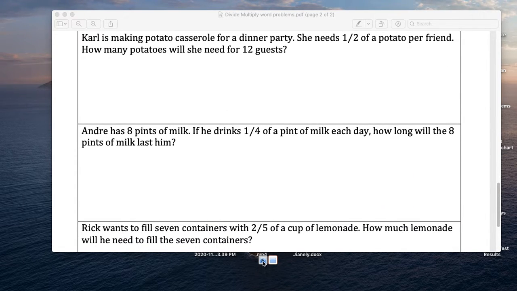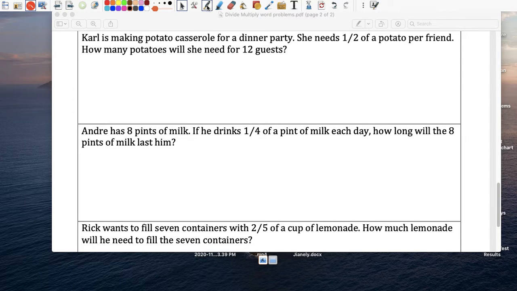Carl, he's making potato casserole for a dinner party. Right? She's making a dish. Está haciendo una comida. All right. So every friend, cada amigo que viene, va a comer media batata, half a potato.